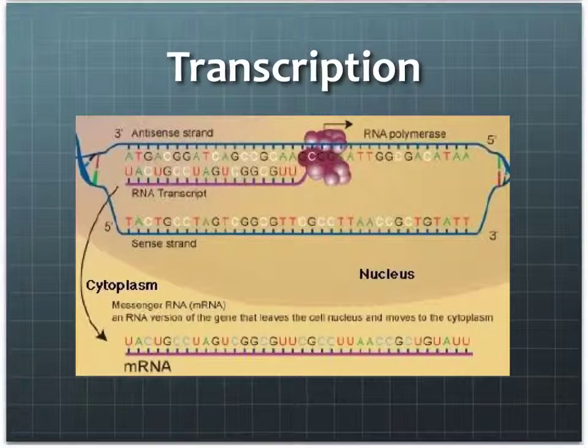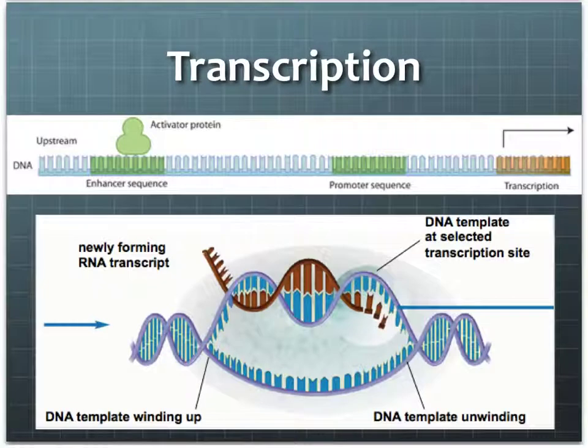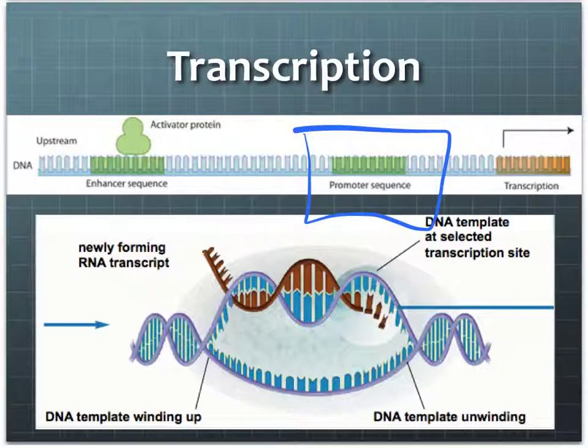There are 3 main steps in transcription. The first one is when RNA polymerase binds to the antisense strand on DNA. RNA polymerase knows where to bind due to an element called the promoter sequence in DNA, which essentially is a marker for the RNA polymerase to bind to.